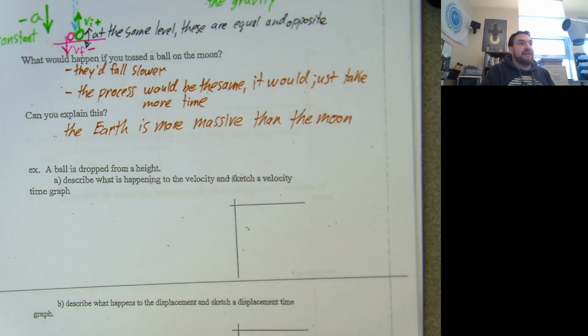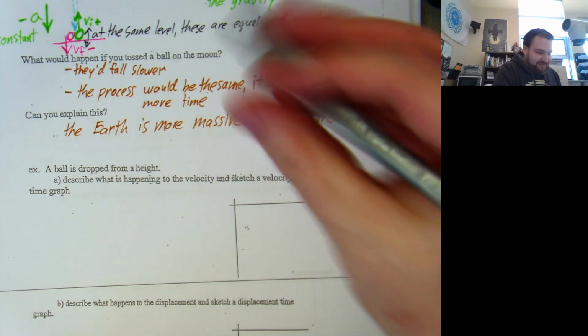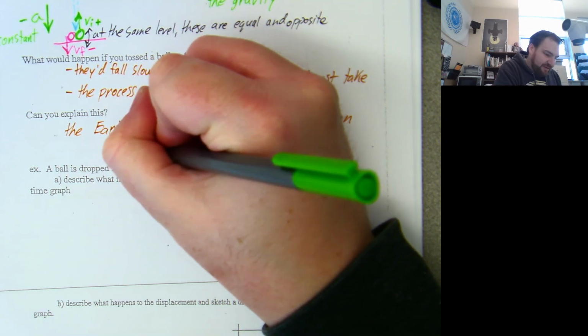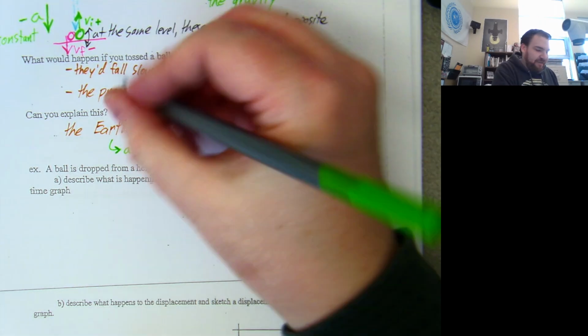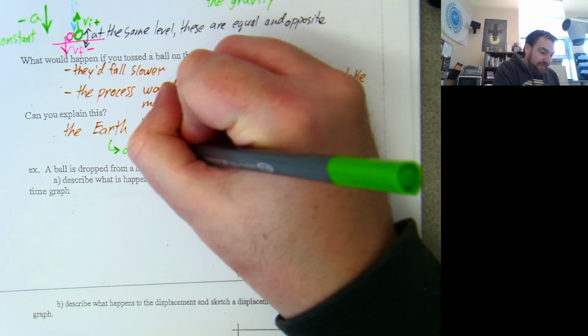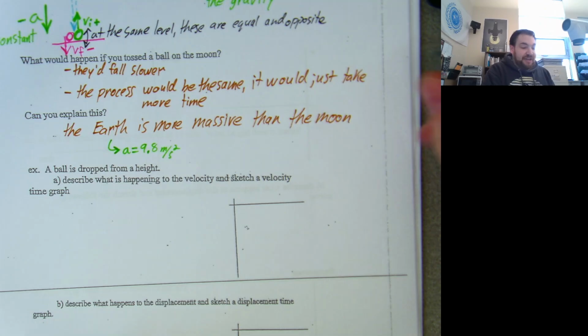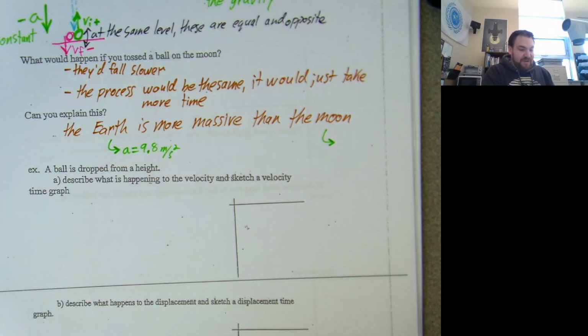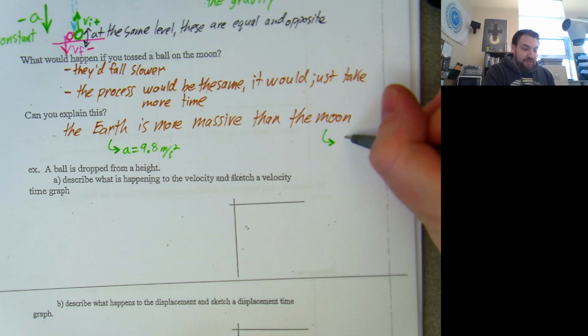Does anyone know what the rate of acceleration due to gravity is? Yes, Uli. The Earth has a rate of acceleration of 9.8, roughly, it rounds, meters per second squared. Uli, do you know the value for the moon? The moon has an acceleration due to gravity of 1.67 meters per second squared.